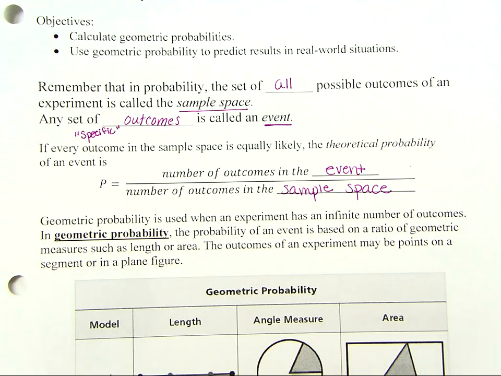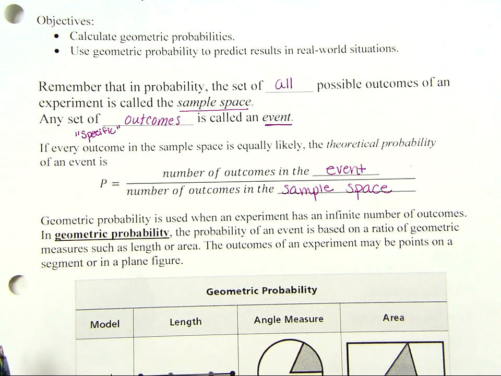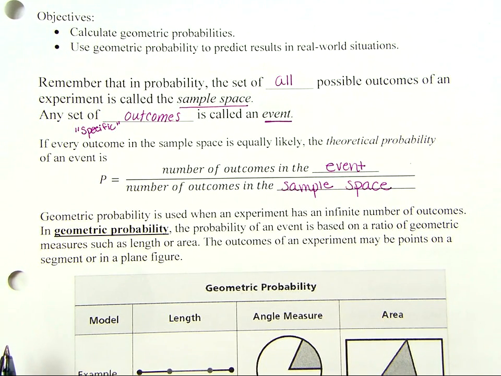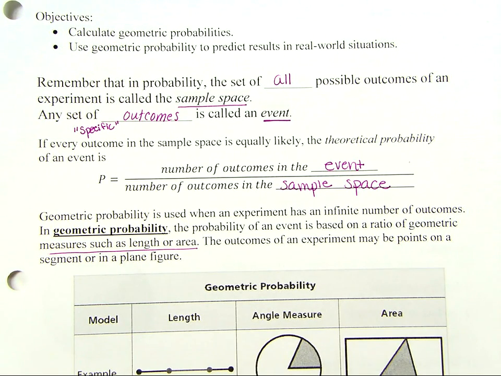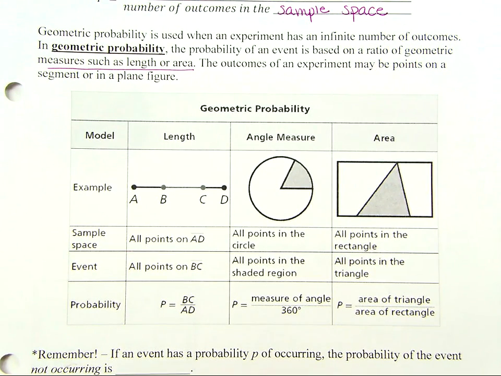Now, it says geometric probability is used when an experiment has an infinite number of outcomes. In geometric probability, the probability of an event is based on a ratio of geometric measures, such as length or area. The outcomes of an experiment may be points on a segment or in a plane figure. So if you take a look below, we're keeping in mind that with geometric probability, there's an infinite number of outcomes.